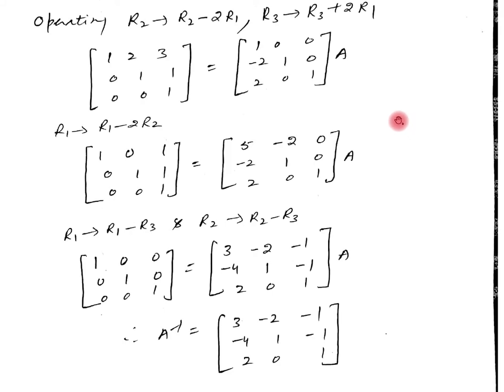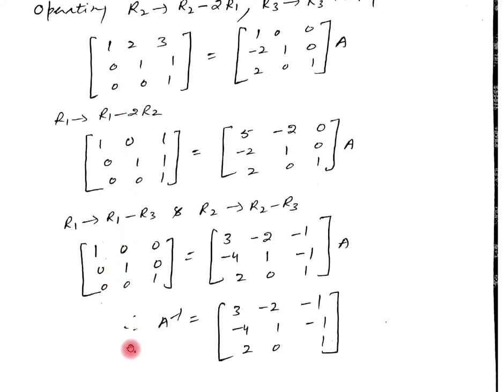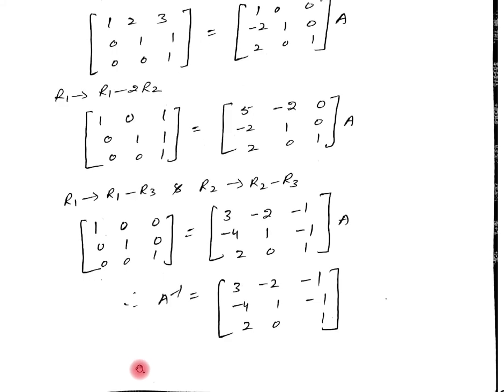So, this is a tricky question. We have to think wisely about which operation to apply to get the matrix on the left hand side into the identity matrix. It needs a lot of practice also. Let us see another question.